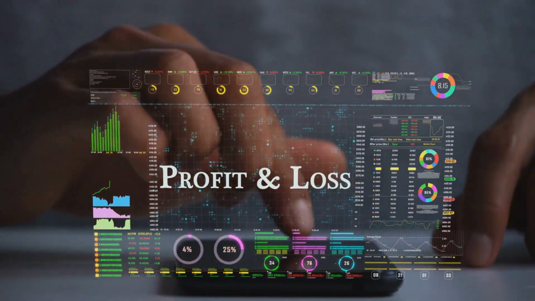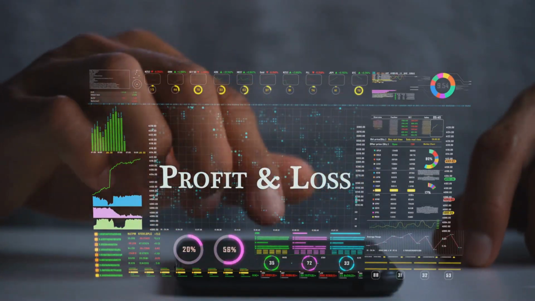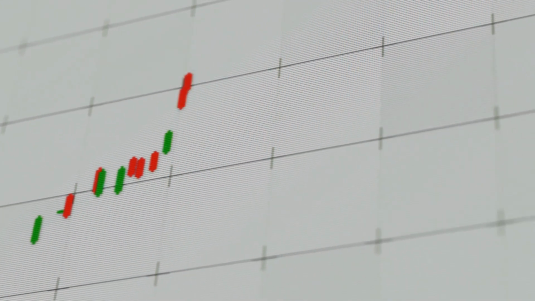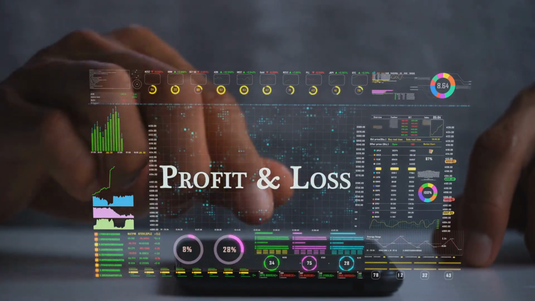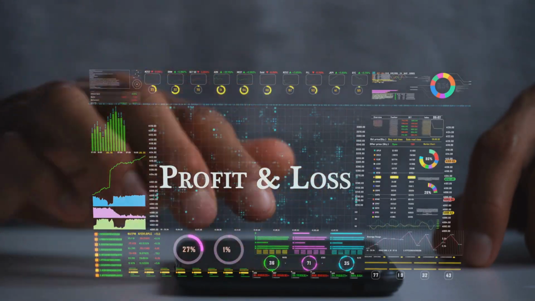The first and most obvious number to look at is the total net profit. This tells you the bottom line: after all the winning and losing trades, did the strategy actually make money? But profit alone is a dangerous metric to rely on, and we need to dig deeper.